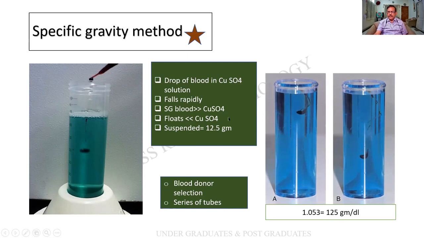And this is what we see. So 1.053 concentration of copper sulfate is equal to 12.5 grams of hemoglobin per deciliter.